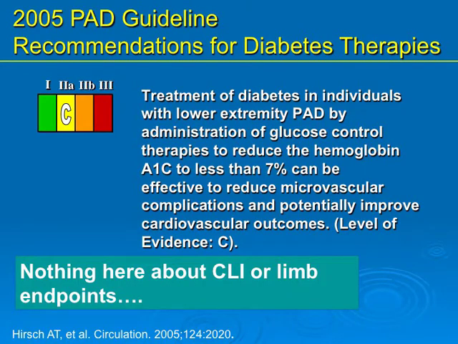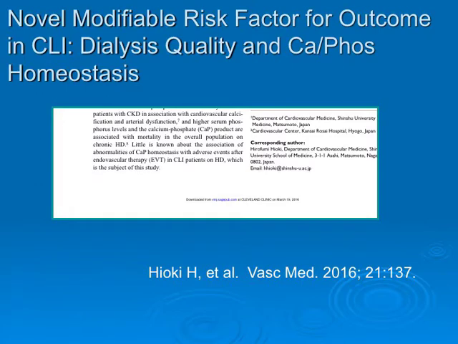So the 2005 guidelines recommended a hemoglobin A1C target less than 7, mainly to prevent microvascular complications and potentially cardiovascular outcomes. There was nothing in these guidelines about CLI or limb endpoints, so stay tuned perhaps for the update. And then finally, I just want to mention this article published in this month's issue of the journal Vascular Medicine. It's on the quality of dialysis and CLI outcomes.